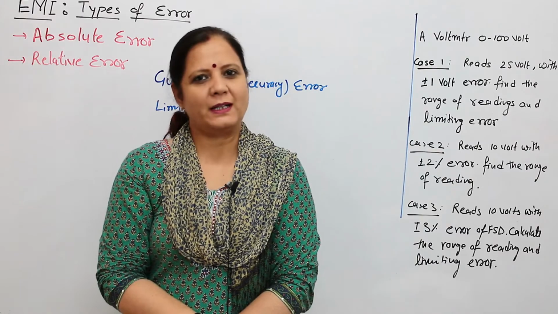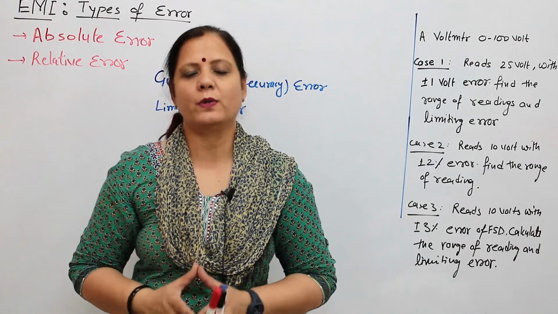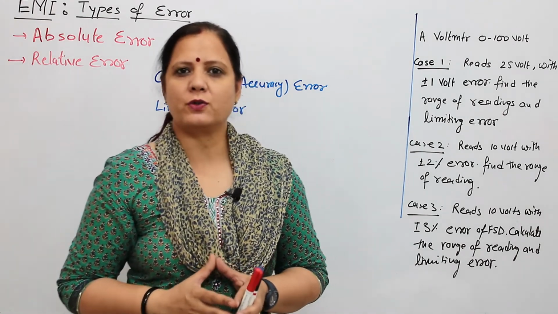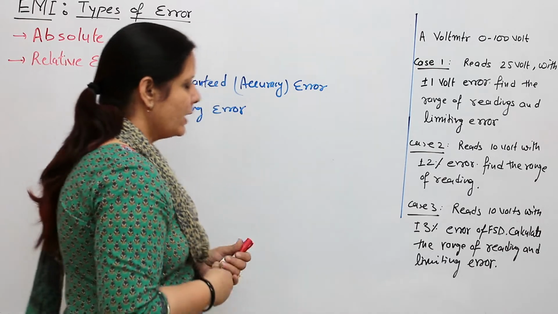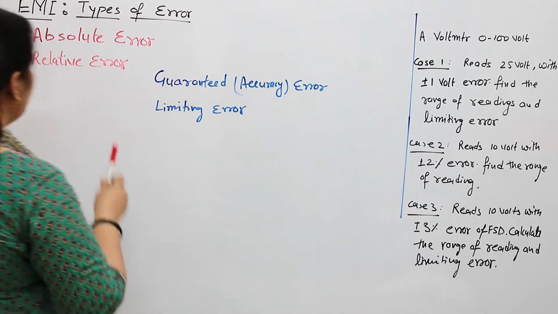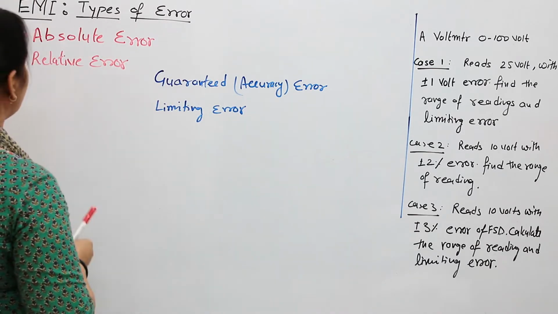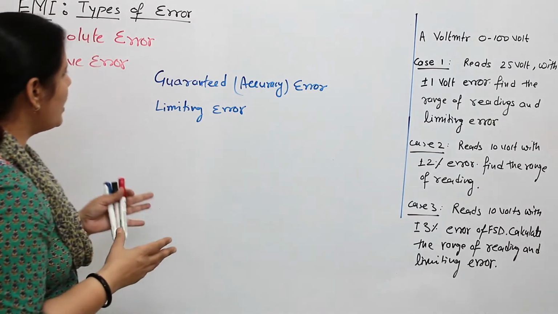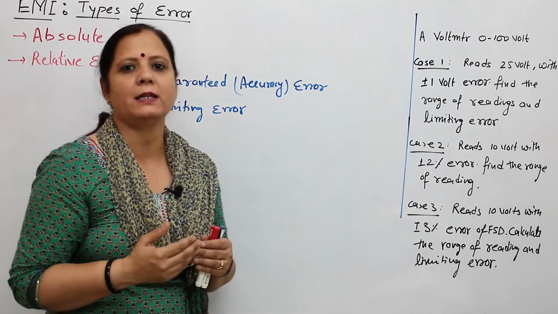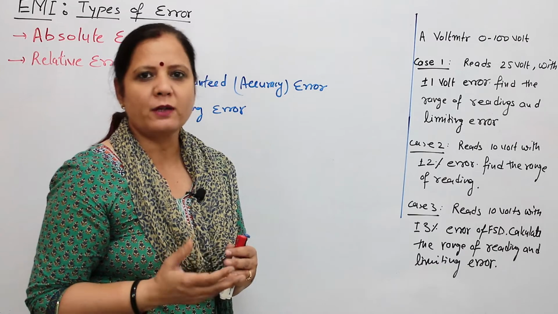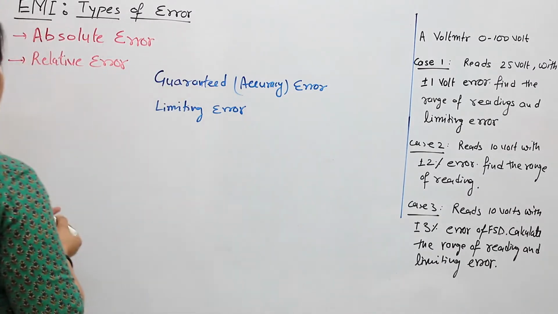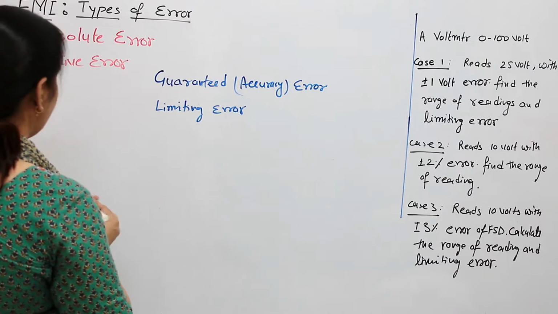Hello students, welcome again. In today's video we will discuss the types of error, which is part of our first unit of EMI. We will discuss what is absolute error, what is relative error, and what is guaranteed accuracy or limiting error. We will explain these different types of error with the help of some basic examples. So first of all, we will discuss what basically error is.